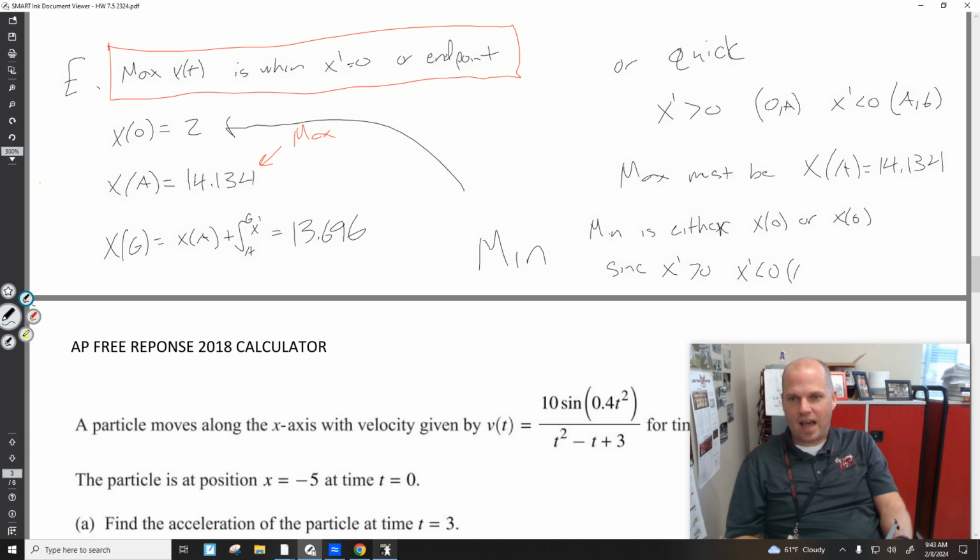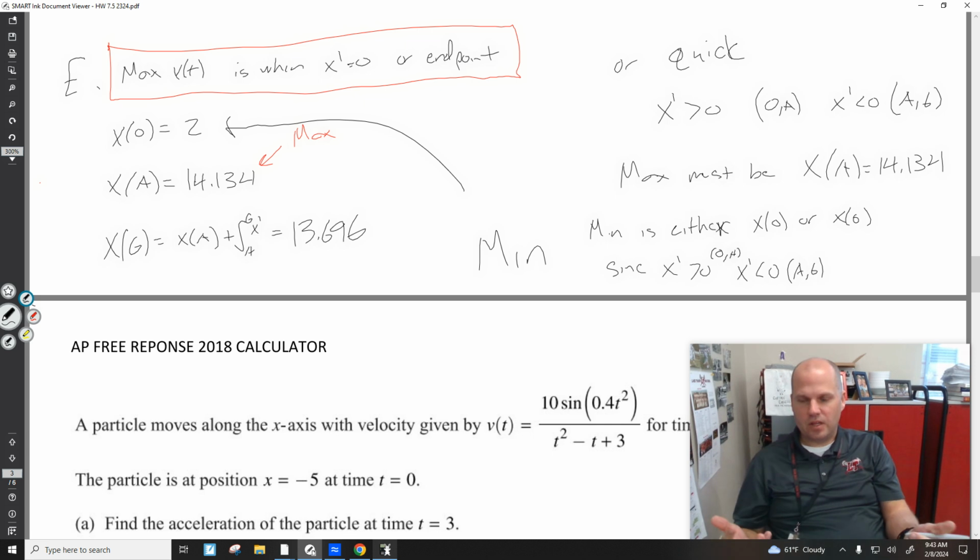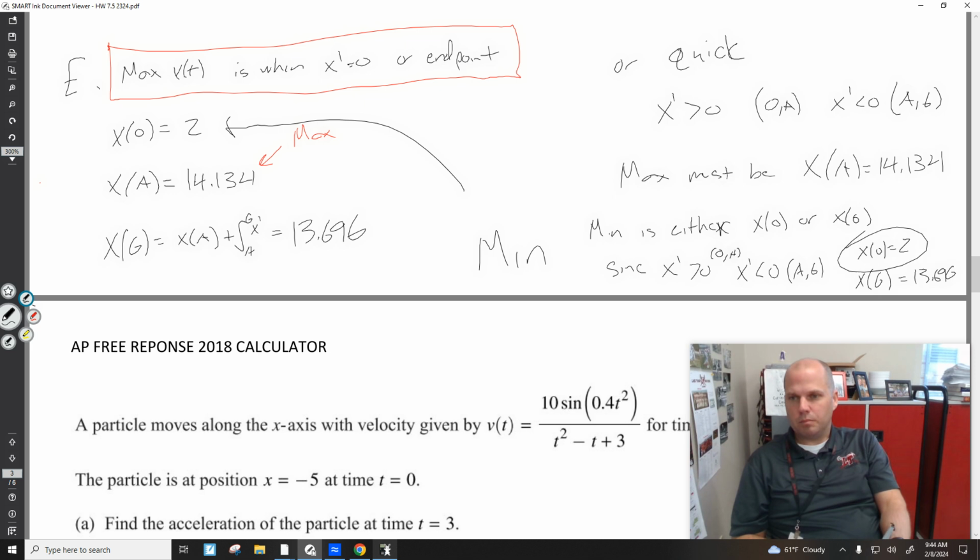So it's kind of like you're saying, yo, I know I just increase and then decrease. I have to have a min either here or here. You know, it's kind of like you have to state the signs of your derivatives, and then you could say x of 0 is 2, x of 6, you have to show your work to find it, but I did it over there. 13.696, boom, there's your min.